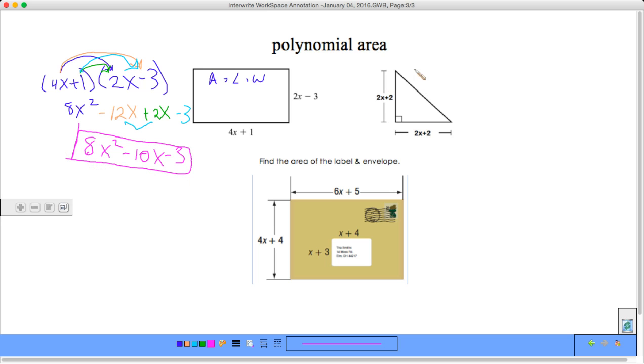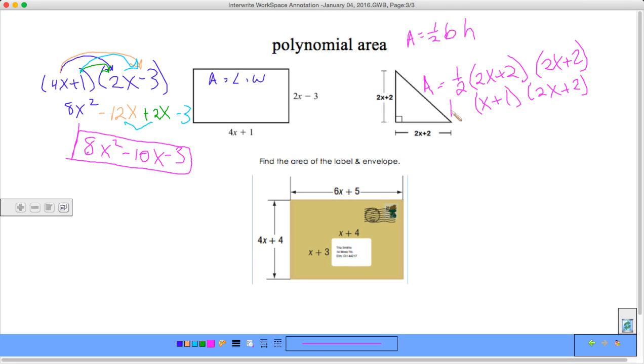Now when we come over here, it's the same process, except a triangle is half of a rectangle. So it's 1/2 base times height. So I'm going to say 1/2 of 2x plus 2 times 2x plus 2, the length and the width. Now I can go ahead and take half of this, so half of 2x is x. But be careful, I have to distribute it, so 1/2 of 2 is 1. Now that I have gotten rid of that 1/2, this is just like the previous problem.